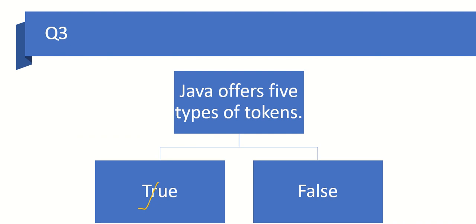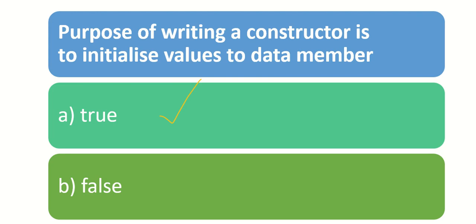Java offers 5 types of tokens. True. KILPO. Kilpo. K for keywords, I for identifiers, L for literals, P for punctuators, O for operators.